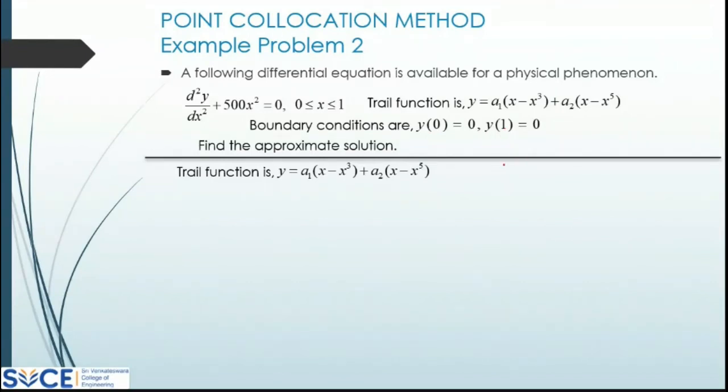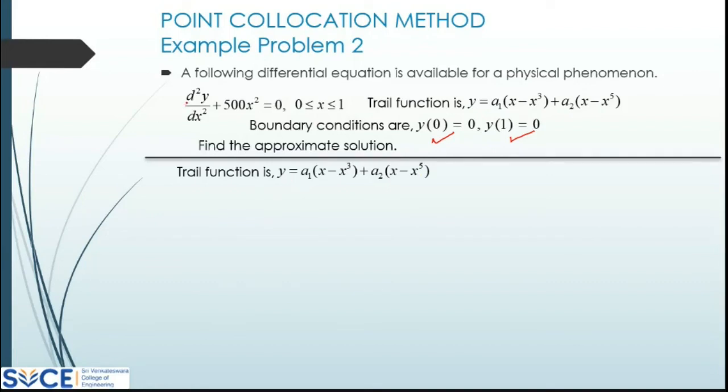The first step, as I told you, is to substitute these to check whether the trial function satisfies the boundary conditions. When x is 0, y is 0. Substitute it, yes, it is 0, so it is satisfying. When x is equal to 1, y is 0. Substitute, it is also satisfying. So both are satisfying, and I can use this as a trial function. The trial function is y is equal to a1 of (x minus x cube) plus a2 of (x minus x power 5). So I have to substitute this in the equation.